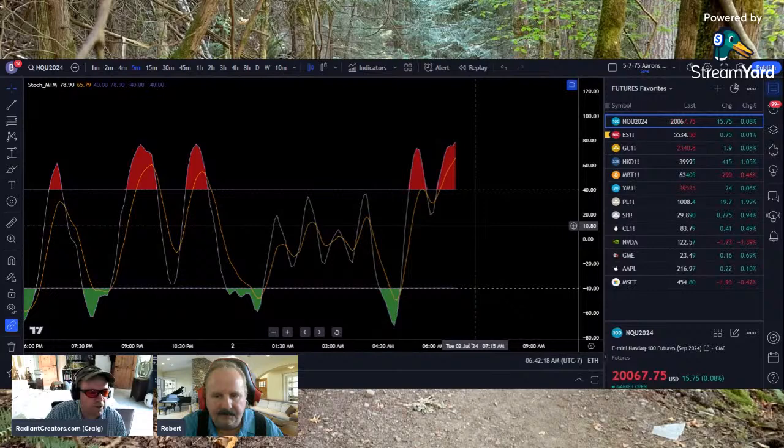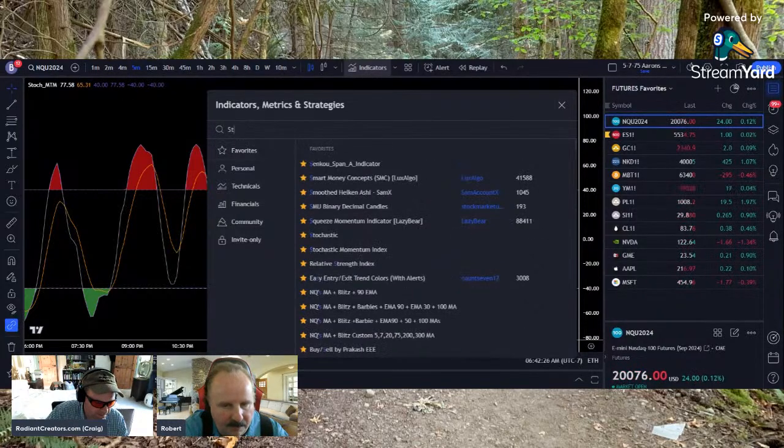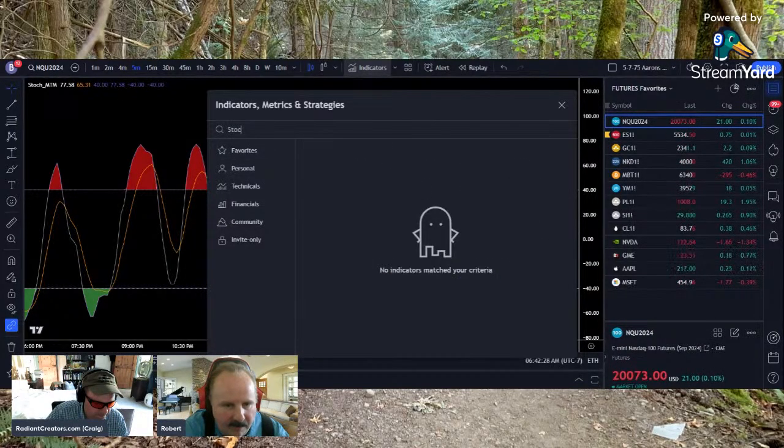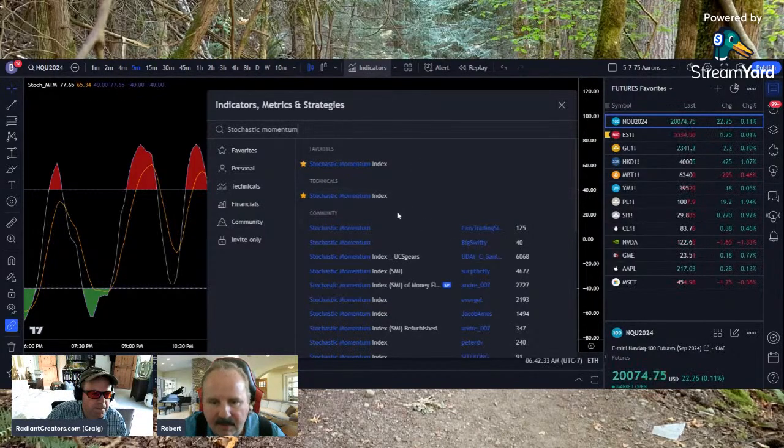Okay, that's not the one. I will find it, I'll show you. If I go to indicators and I go to stochastic, stochastic momentum index comes up under my favorites, of course. Under the community, it's going to be the one that says Surgith CTLY, 4672 is the number beside it right now. Yeah, that's the one right there.